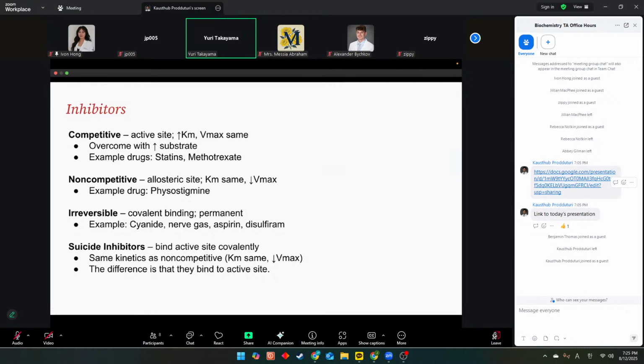Next one, non-competitive inhibitor. This inhibitor binds not at the active site, but at the allosteric site, changing the enzyme shape and making the active site less functional or inactive. Binding can occur whether or not the substrate is already bound. Substrate cannot outcompete this type of inhibitor. Therefore, Km has no change, but Vmax decreases.